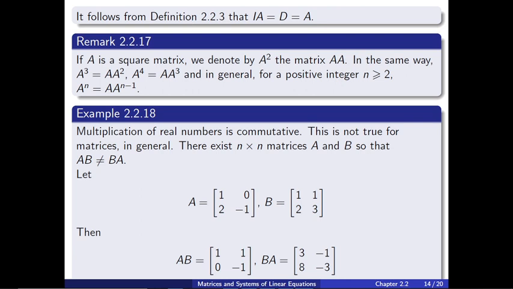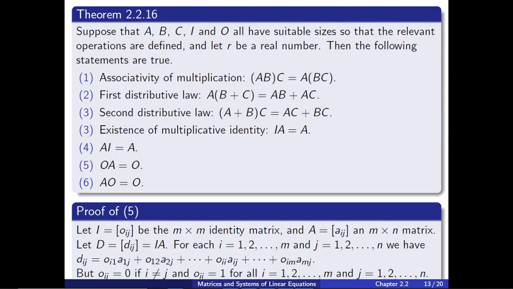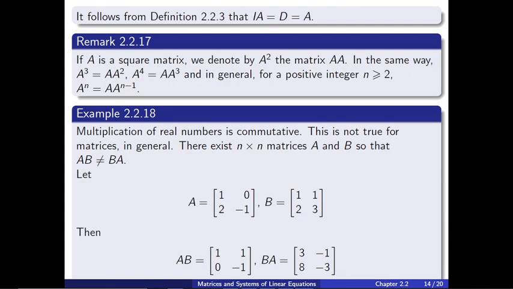Right, so that is that. The rest of the results here you can do as exercises. Right, so a remark, that's Remark 2.2.17, and it says that if you have a square matrix A, then A squared simply means A times A, and then you can write A cubed to mean A times A times A.